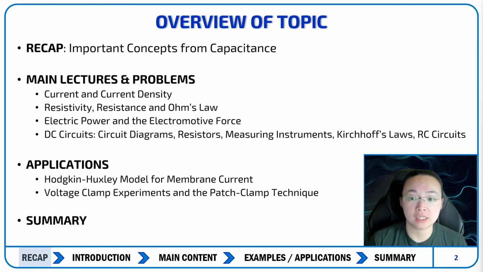that powers the circuit. And then, of course, go through an overview of DC circuits in its entirety, from circuit diagrams, resistors, different measuring instruments that are used in circuits, the laws that define different loops and junctions called Kirchhoff's laws within those circuits, and then take a look at circuits with both resistors and capacitors called RC circuits.